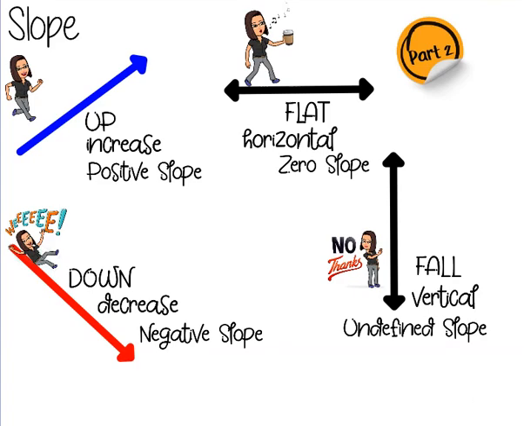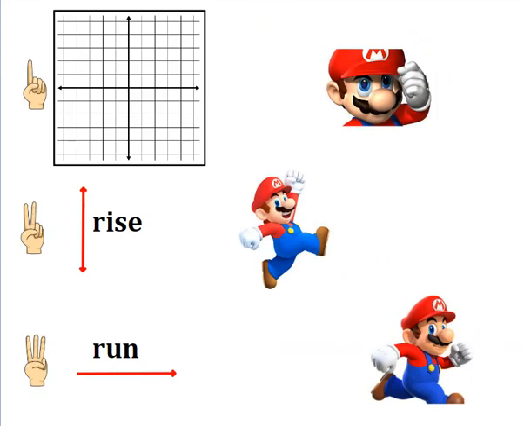So to measure slope, we actually do this in 3 parts. We look for the points, we measure the rise between the points, we measure the run between the points. So let's try a couple of examples of each type of slope.